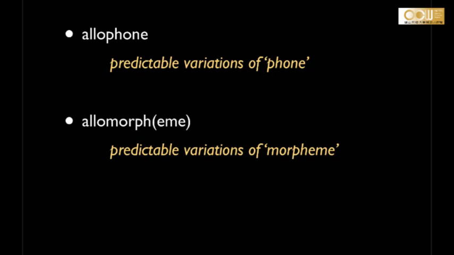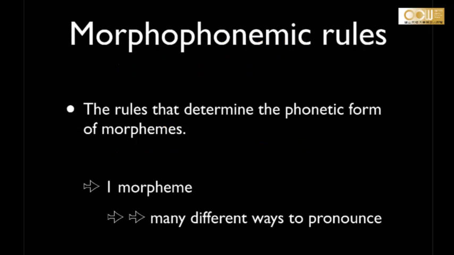Okay, so allophones are predictable variation of sounds. Allomorph is predictable variation of morphemes. And morphophonemic rules. Now let's do morphological analysis to morphophonemic. So it deals with morphology and it deals with the sounds. And we're trying to figure out rules that determine how you pronounce certain morphemes. It just has a jargon. It's called morphophonemic rules. So it means there's maybe one morpheme, but it has many different ways to pronounce it. Let me give you the example right after this. Okay.